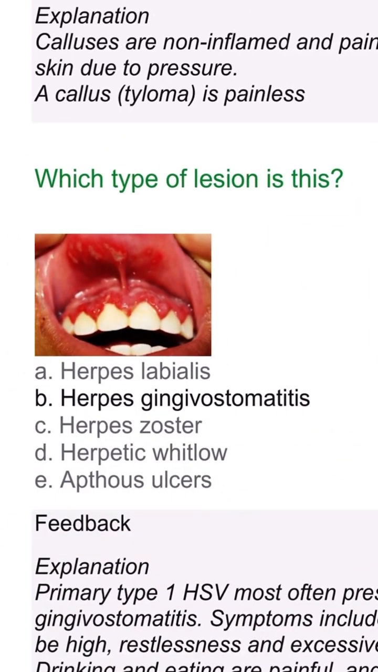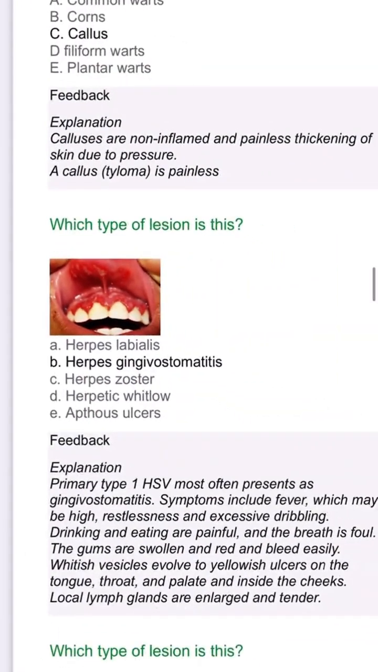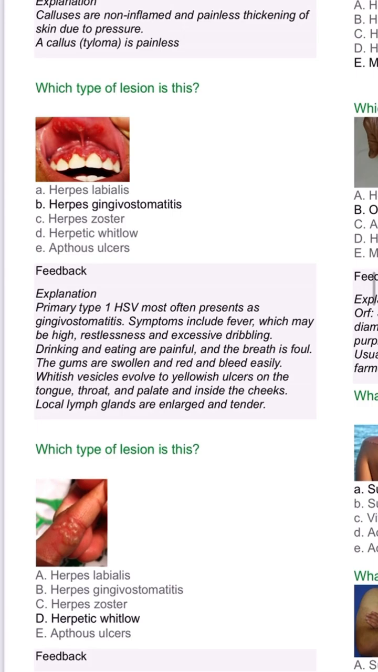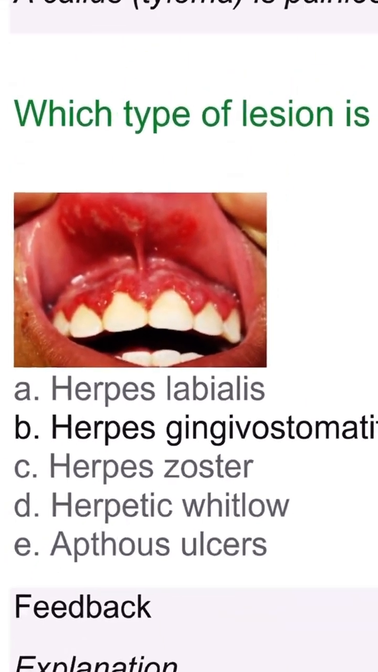Which type of lesion is this? Herpes gingivostomatitis. Herpes gingivostomatitis is primary type 1 herpes simplex virus, most commonly presenting as a gingivostomatitis. Symptoms include fever, which may be high, restlessness, and excessive dribbling. Drinking and eating are painful, and the breath is foul. The gums are swollen and red and bleed easily. Whitish vesicles evolve to yellowish ulcers on the tongue, throat, and palate, and inside the cheeks. Local lymph glands are large and tender. So this is herpes gingivostomatitis.